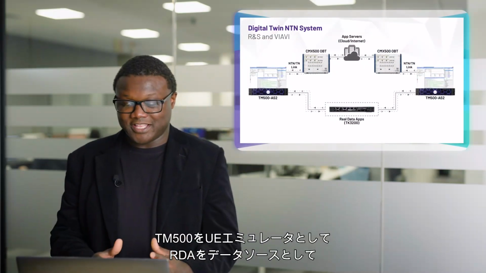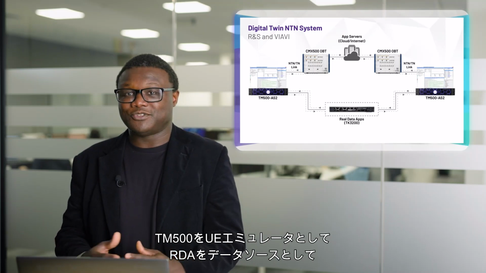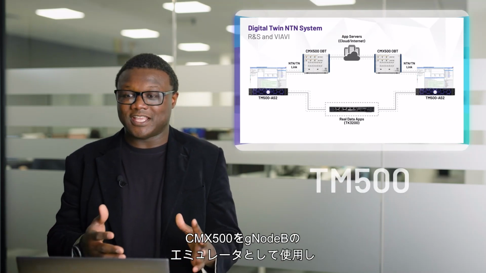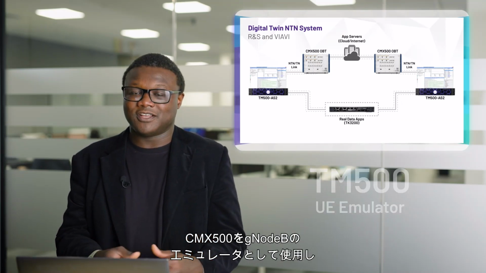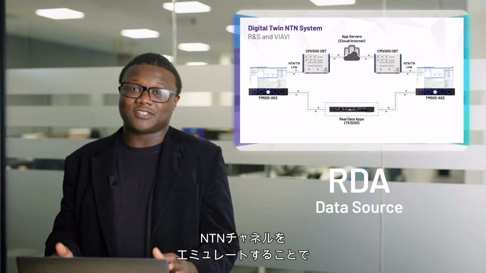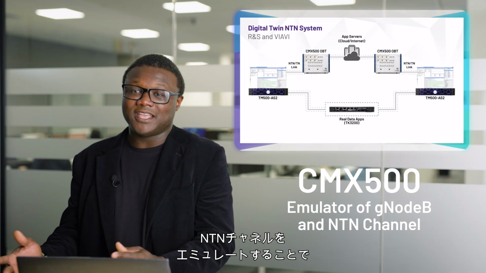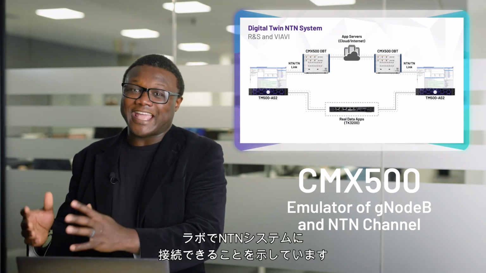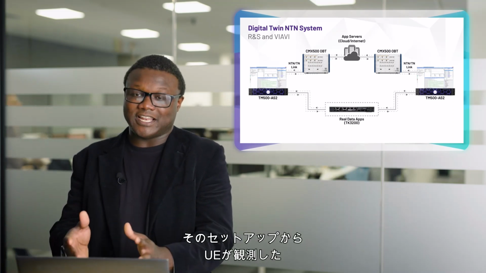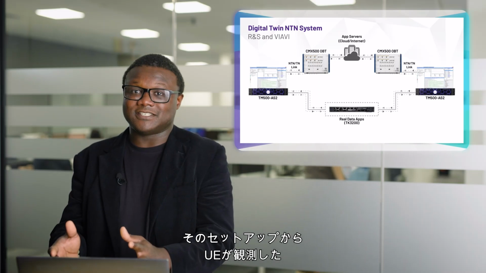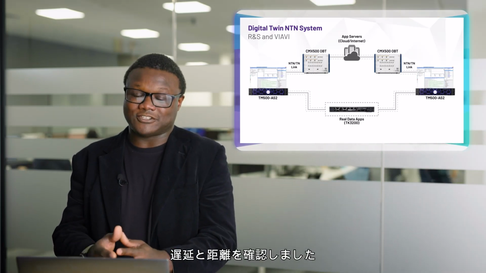So this shows that you can connect in the lab to an NTN system using the TM500 as a UE emulator, the RDA as a data source, and the CMX500 as an emulated gNodeB, as well as emulating the NTN channel. And as we saw, the delays and the distances that the UE observed from that setup.